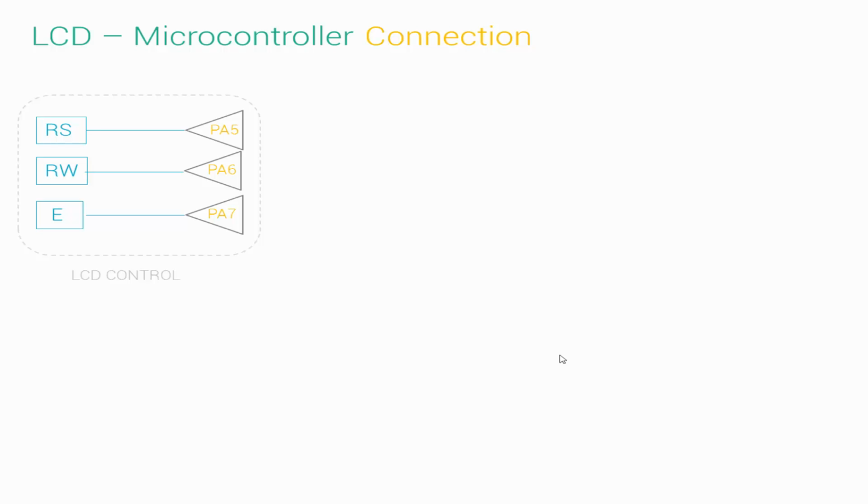And in the example we're going to run, we will be connecting these pins to port A. We'll connect the RS to PA5, RW to PA6, and the E enable pin to PA7.